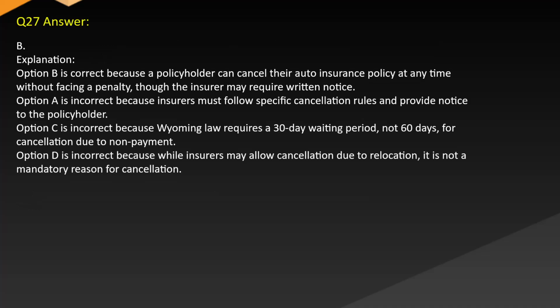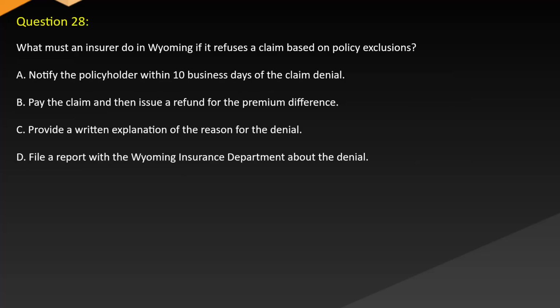Answer B. Explanation. Option B is correct because a policyholder can cancel their auto insurance policy at any time without facing a penalty, though the insurer may require written notice. Option A is incorrect because insurers must follow specific cancellation rules and provide notice to the policyholder. Option C is incorrect because Wyoming law requires a 30-day waiting period, not 60 days, for cancellation due to non-payment. Option D is incorrect because while insurers may allow cancellation due to relocation, it is not a mandatory reason for cancellation.